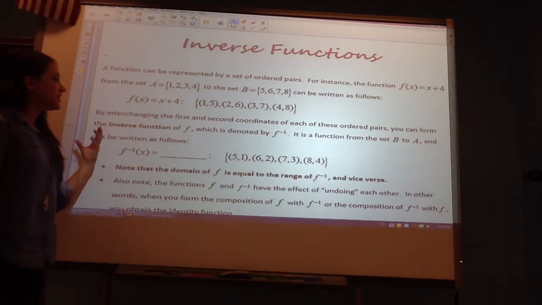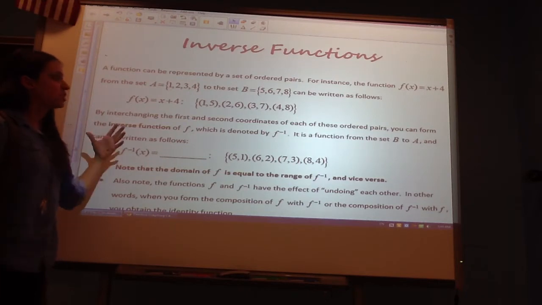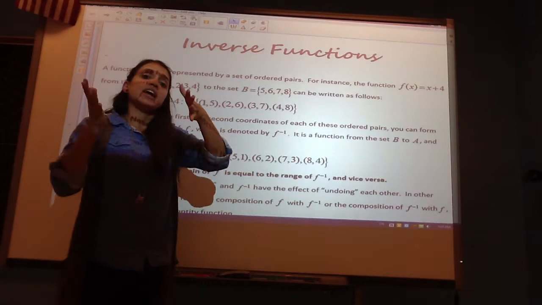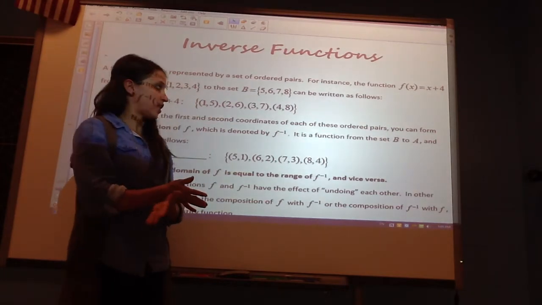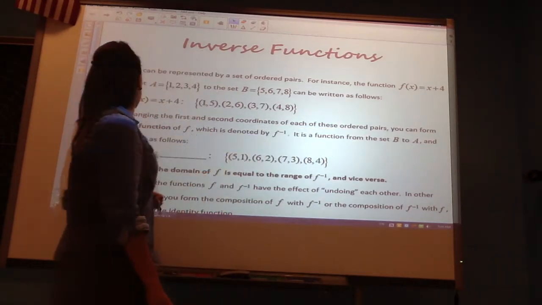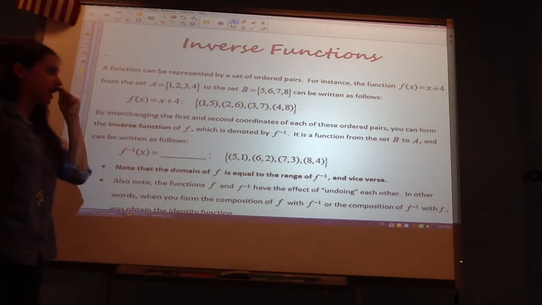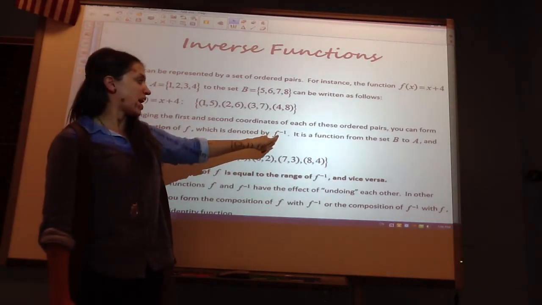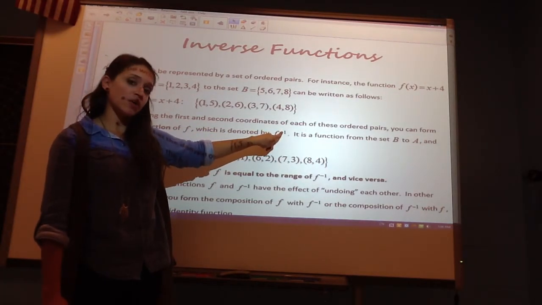To find the inverse, we can interchange the first and the second coordinates. We can basically flip the x value and the y value of each of these ordered pairs. So you can form the inverse function of f, which is denoted by f to the -1 power.